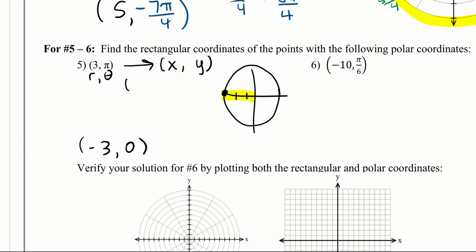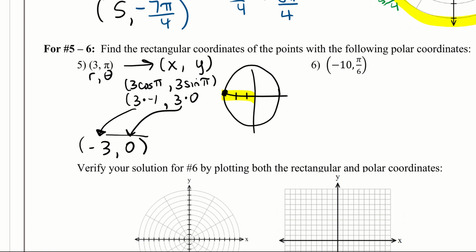x is r times the cosine of theta. In this case, theta is pi. So this is 3 times the cosine of pi and 3 times the sine of pi, since the y-coordinate is r times the sine of theta. Let's write pi, that might be more informative. Since the cosine of pi is negative 1, and since the sine of pi is 0, we get to our answer that we could have found without using the formula, just by thinking.